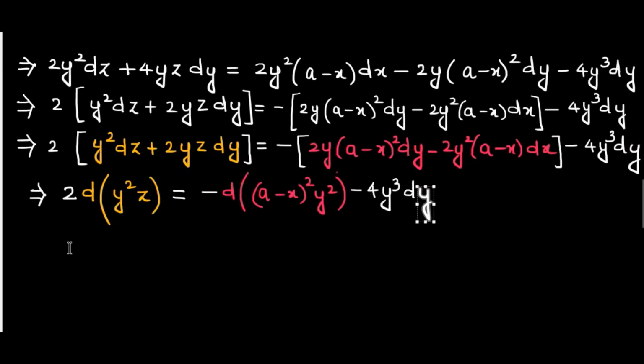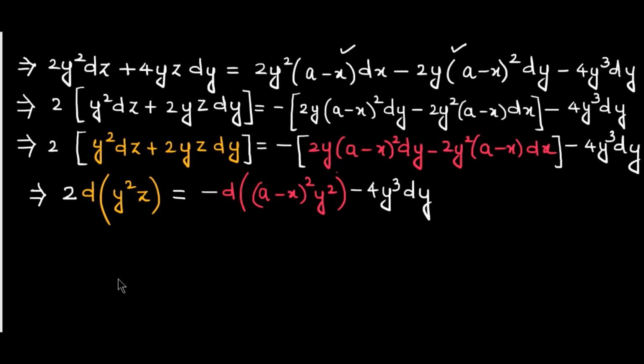You can pause the video as you like to go through the steps. What I have done is, I have brought 4yz to the left hand side, and then I have taken 2 common from the left hand side. Here in the right hand side, I have taken minus common from these two terms, and this term is left as it is because we can integrate this easily.